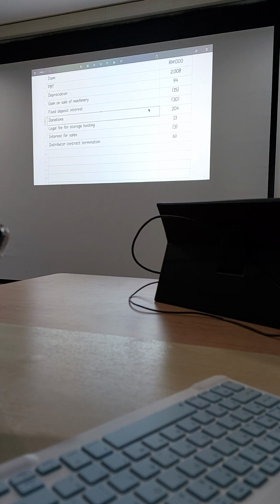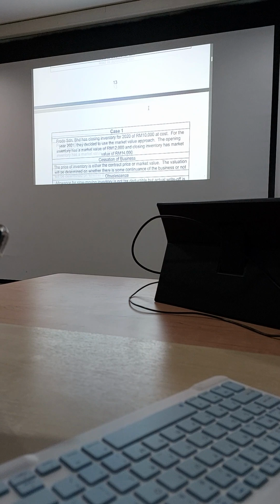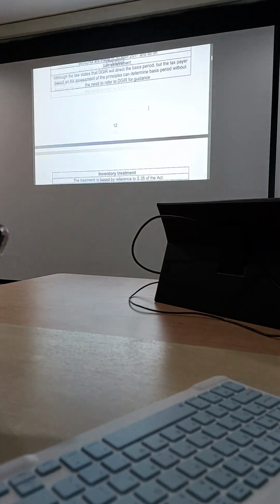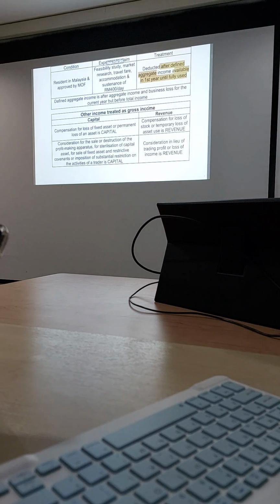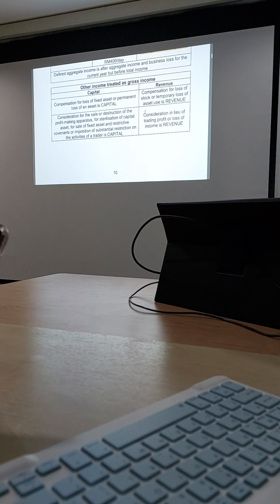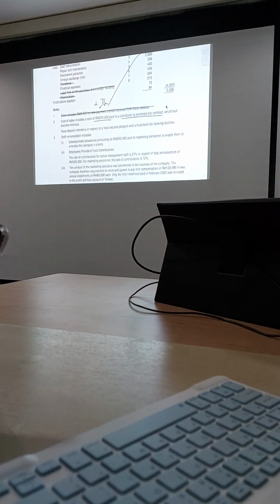Where is this in the class notes? It's there. Where? Chapter 1. Where? There. Here. Is it capital in nature or is it revenue in nature? Okay, now you got to be very careful. Compensation also same. Okay, now let's move on.